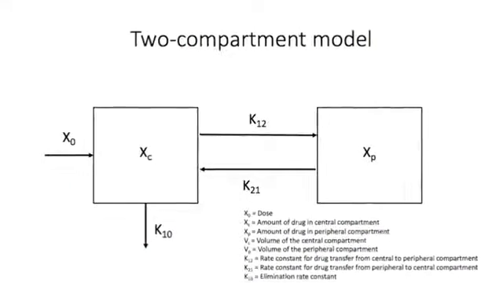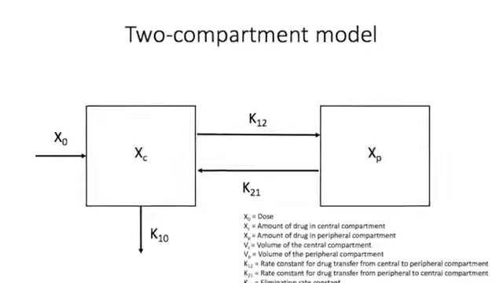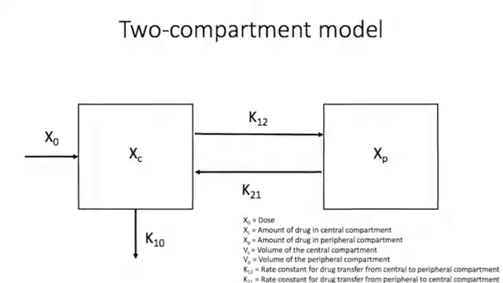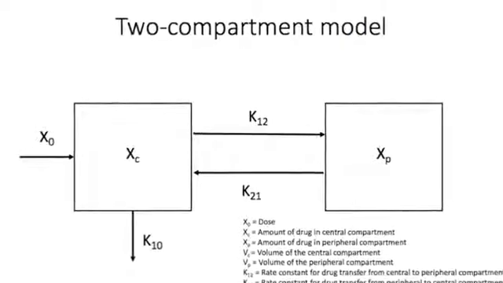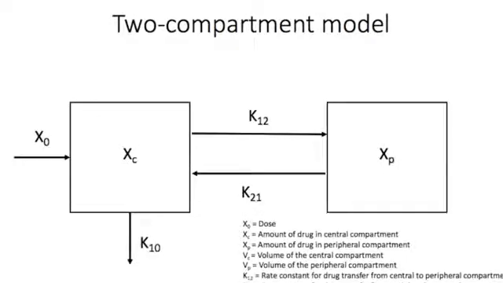The K12 and the K21 are rate constants for the movement of the drug to and from the central to the peripheral compartments, and the K10, as in the one-compartment model, is the rate constant that relates the amount of drug in the central compartment to the amount of drug excreted per unit time.